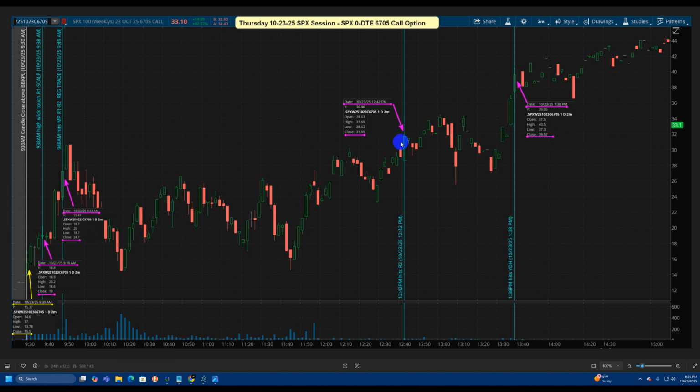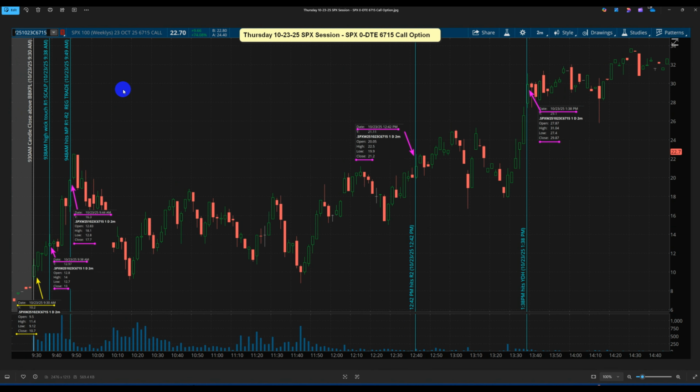Here's the 12:42, on the R2 hit, 2-level move, close 31.69. Here's the 1:38 p.m. hit of YDH, close 39.57. Next, we'll look at the 67.15, which was the furthest out of the money.